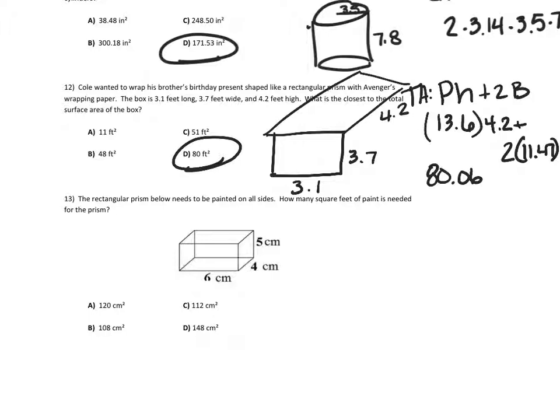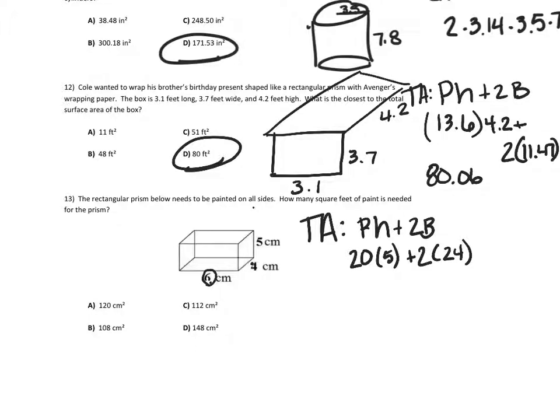Number 13, the rectangular prism below needs to be painted on all sides. How many square feet of paint is needed? So we're just looking for total surface area. So you're doing TA, which is PH plus 2B. So perimeter of the base, I'm going to use this as my base. 6 plus 4 is 10, plus another side is 20, times the height is 5, plus 2 times the area of the base, which is 24, 6 times 4. So this is 100 plus 48. So we should have 148, which is answer choice D.